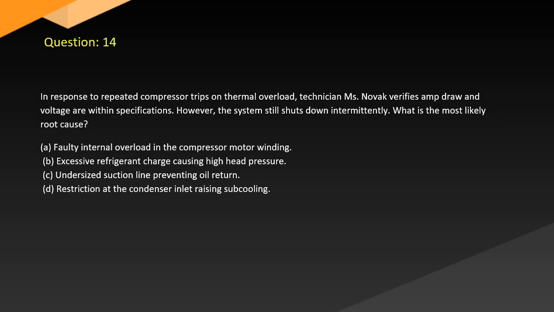Question 14. In response to repeated compressor trips on thermal overload, a technician verifies amp draw and voltage are within specifications. However, the system still shuts down intermittently. What is the most likely root cause? A. Faulty internal overload in the compressor motor winding. B. Excessive refrigerant charge causing high head pressure. C. Undersized suction line preventing oil return. D. Restriction of the condenser inlet raising subcooling.